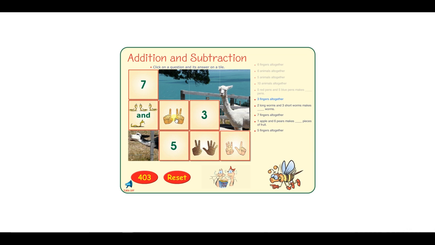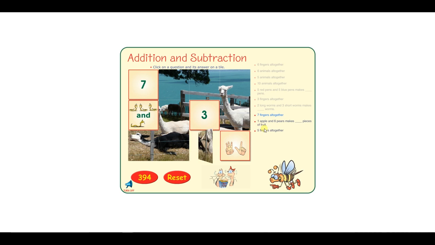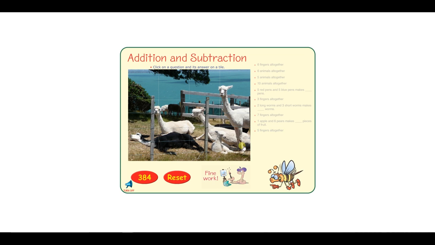3 fingers altogether. 2 long worms and 3 short worms make 5 worms. 3 and 4 make 7 fingers altogether. 1 apple and 6 pears make 7 pieces of fruit. 5 fingers altogether. Well done.